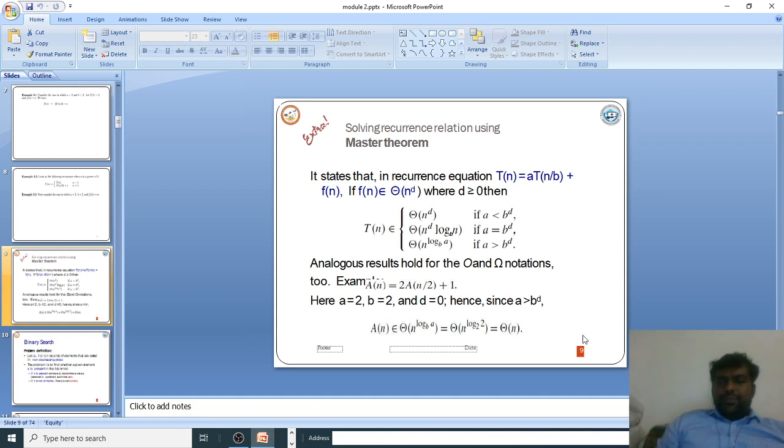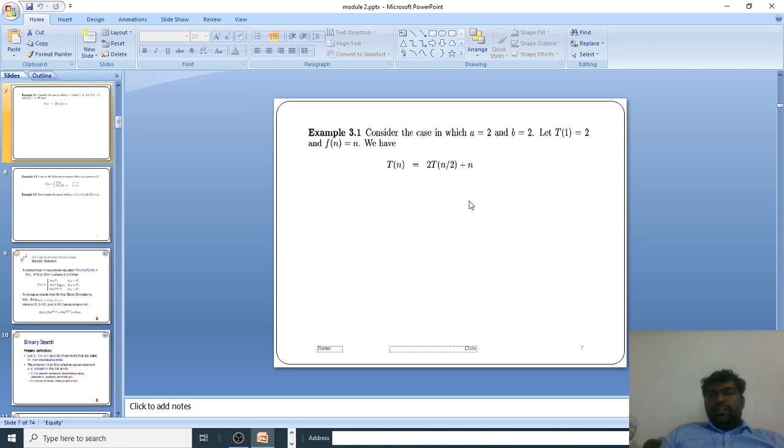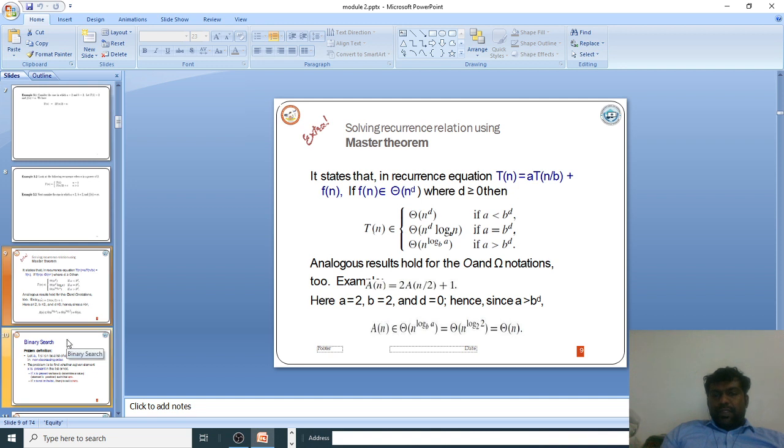But what if the value of a is greater than b power d? Then you are going to get n power log b to base a, that is n power log 2 to base 2, that is n power 1, that is n. Here I am talking about 2T n by 2 where a equals b power d. Now what is the d value? The d value here in this case is 1.